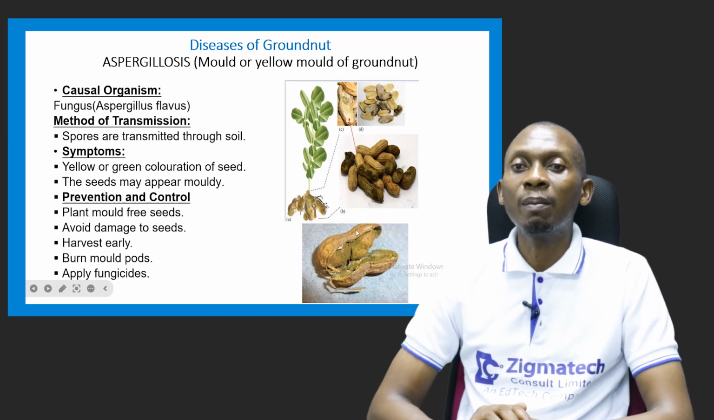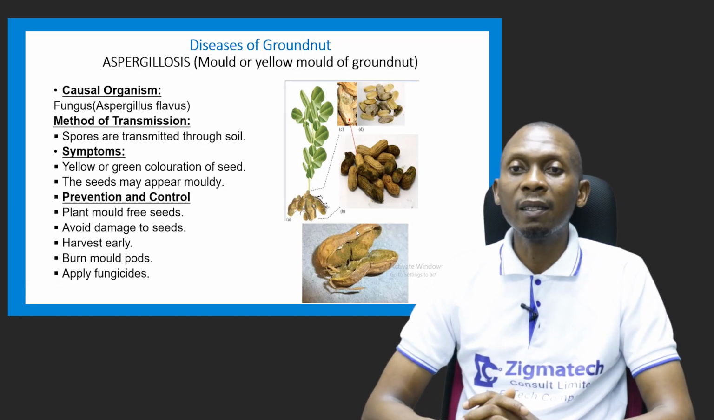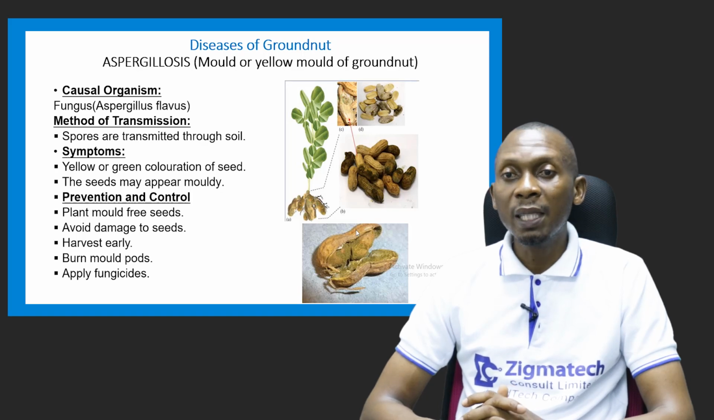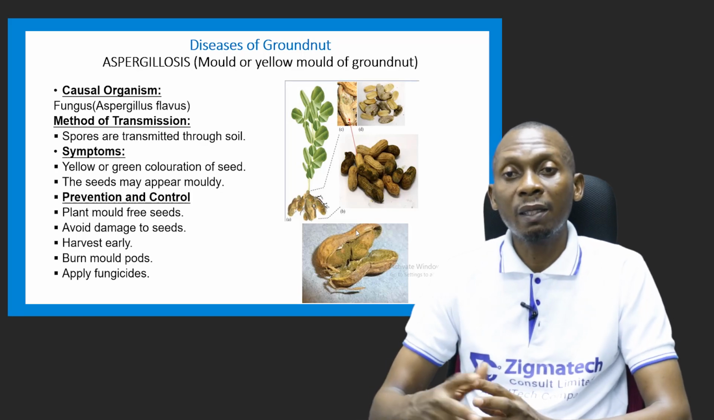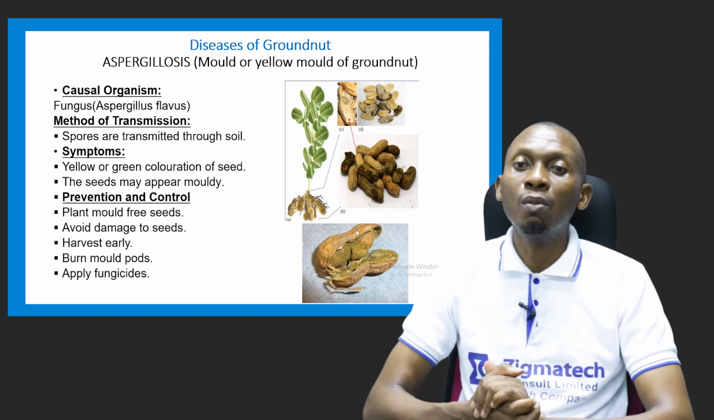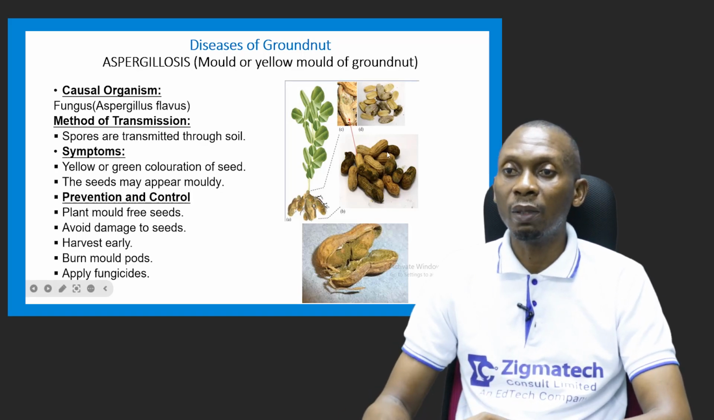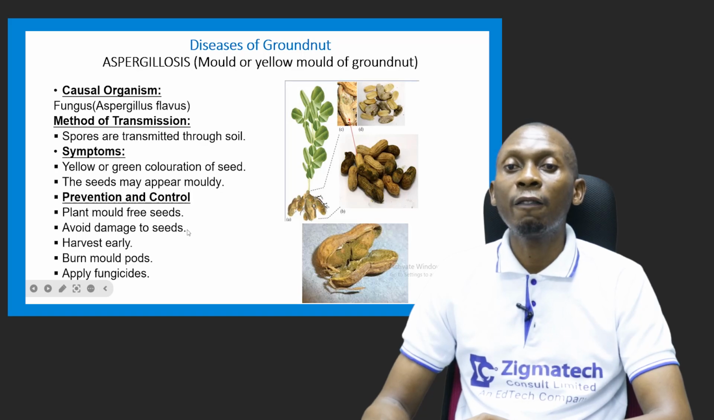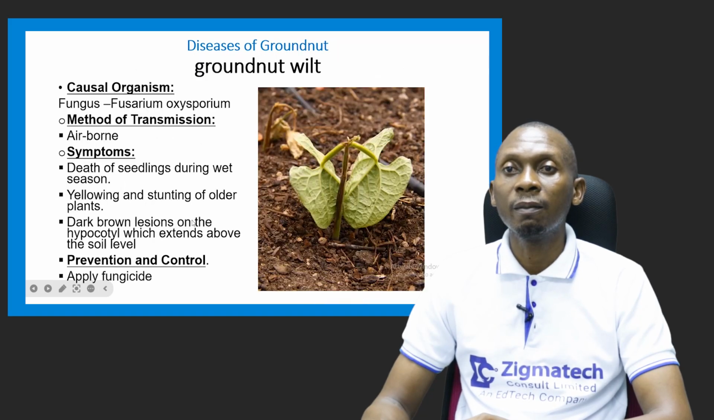Now it's prevented by planting mold-free seeds, and you should also avoid damage to seeds, carry out early harvesting, and you should also burn moldy pods. These are the pods, the casing of the groundnut. You should burn them and apply appropriate fungicides.